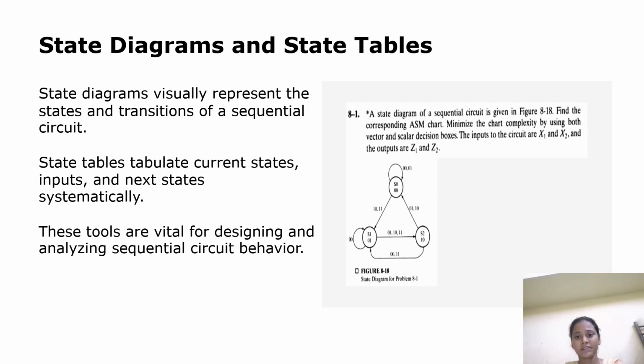From the figure, a state diagram of a sequential circuit is given. Find the corresponding ASM chart. Minimize the chart complexity by using both vertex and scalar design boxes. The inputs are X1 and X2, and the outputs are Z1 and Z2.